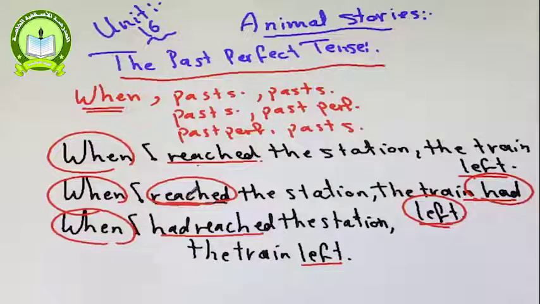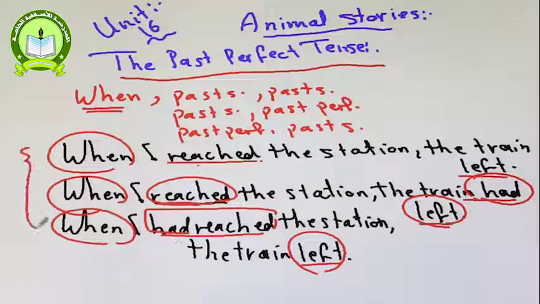And another example: when I had reached the station, the first is past perfect, the train left, past simple. That means I had reached the station first. It was easy for me to catch the train because I had reached the station first and I had time before the train left. So using when is confusing, so you should understand it carefully.